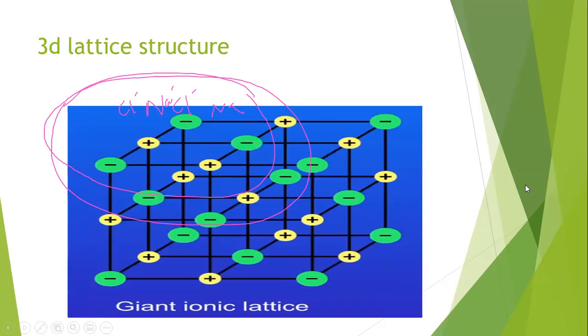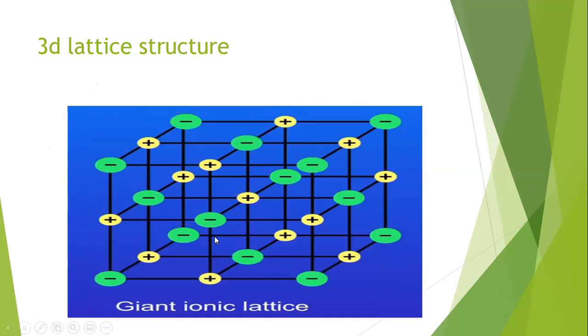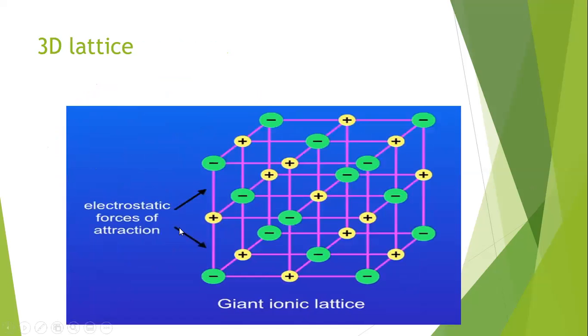Here you can see the three-dimensional lattice structure of an ionic compound. In three dimensions, positive and negative ions attach with each other and make a very strong bond due to the high electrostatic forces between these two ions, and they are tightly packed together. Here the arrow shows the electrostatic forces.